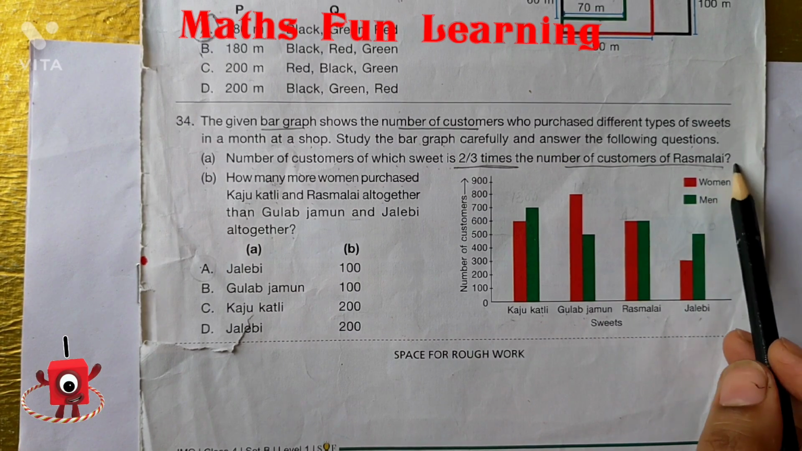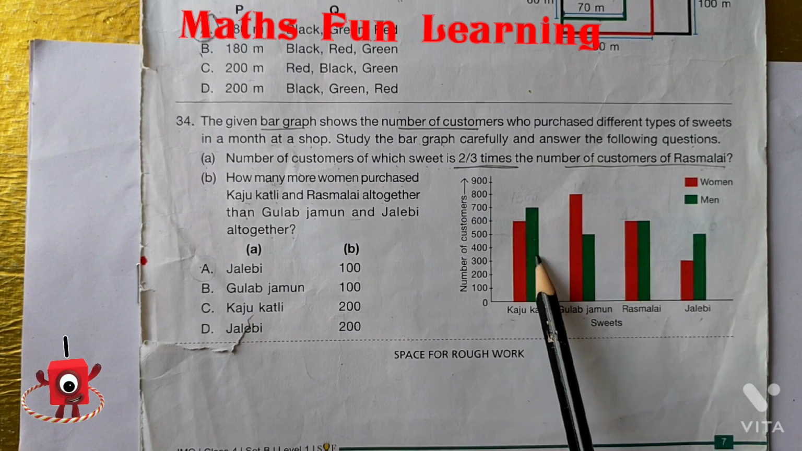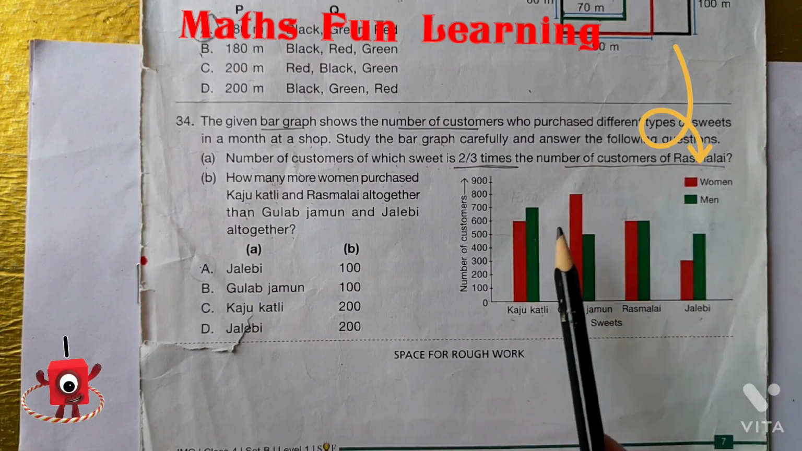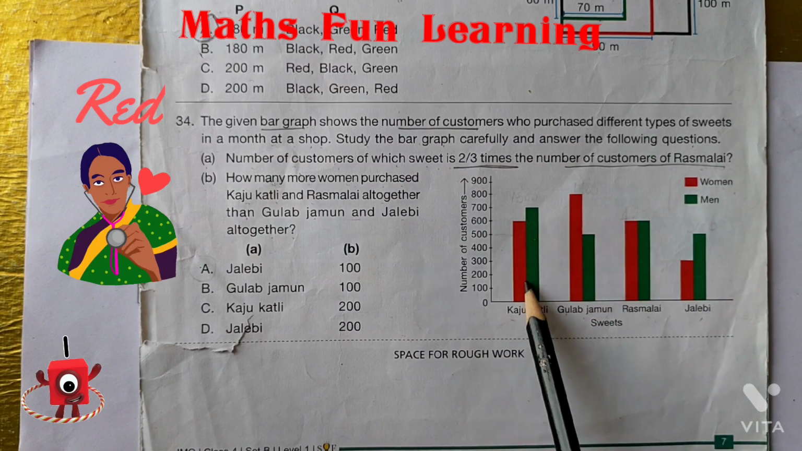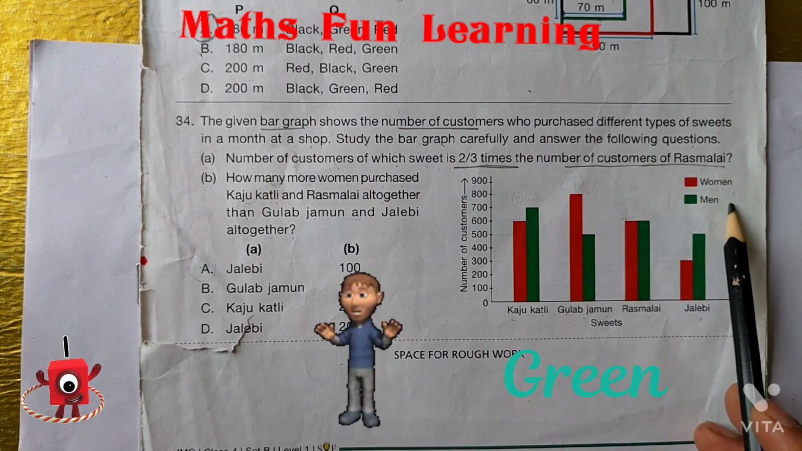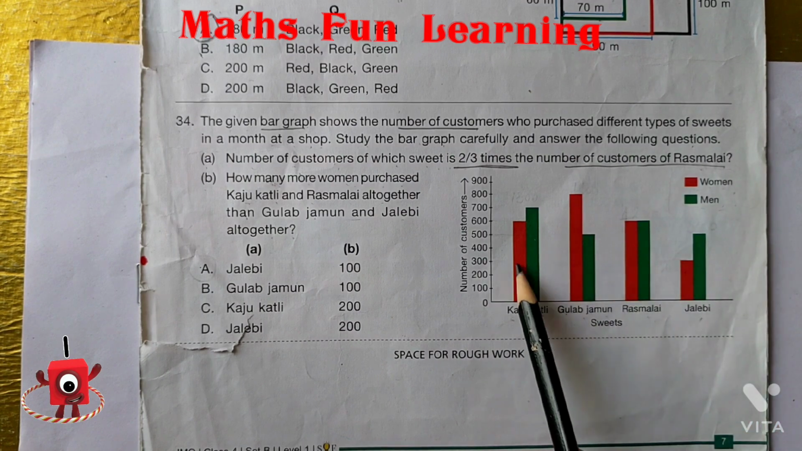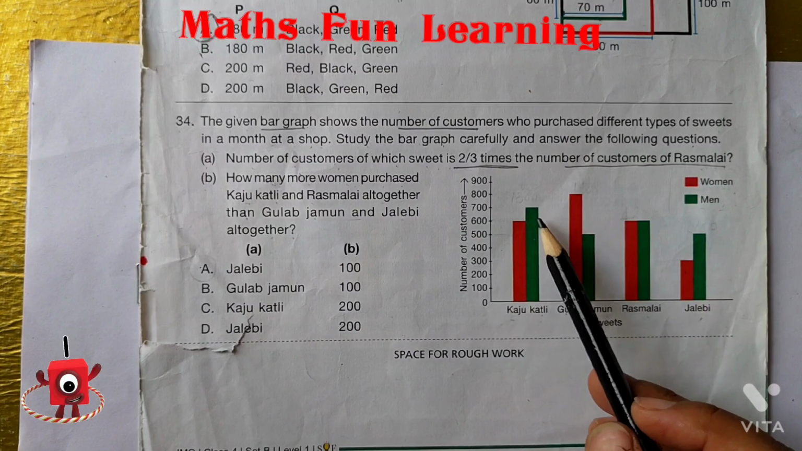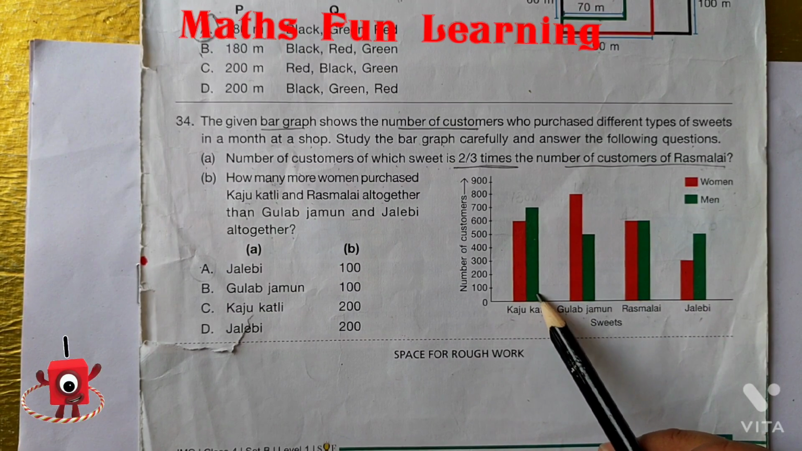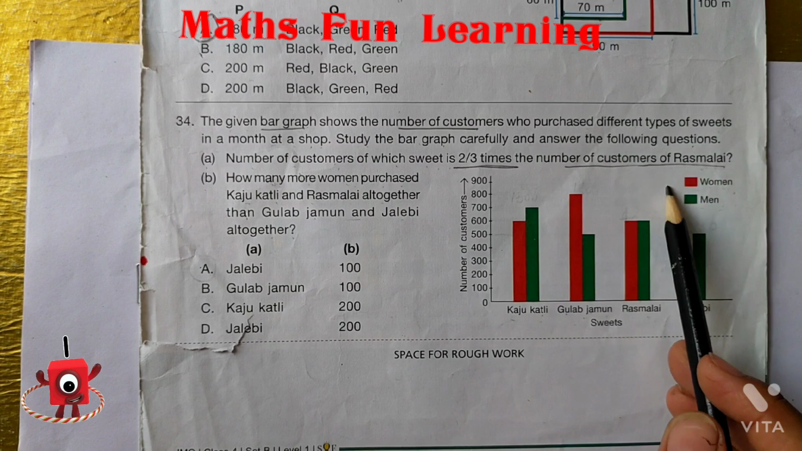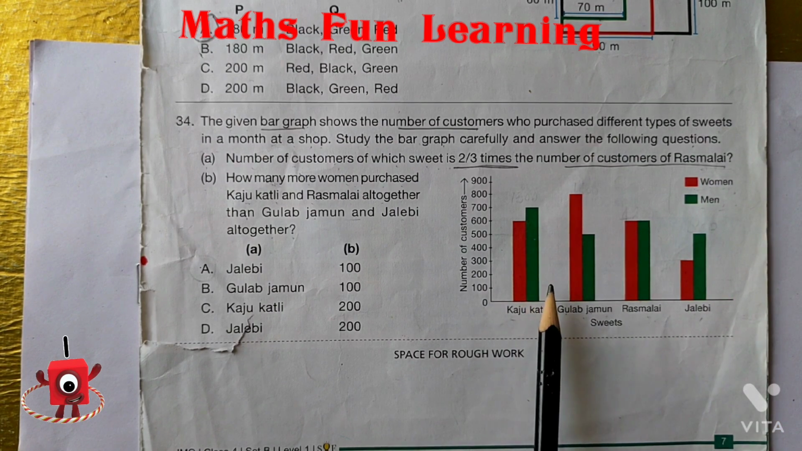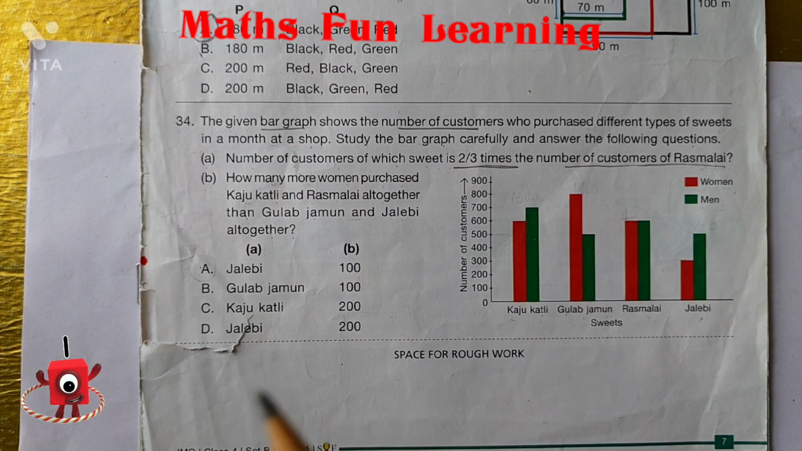On the right side you observe the colors. It is given that red color is for women and green color is for men. This is called a scale, through which we identify that red is women and green is men. So we are using a scale to identify. Let's start to solve how to solve this type of question.